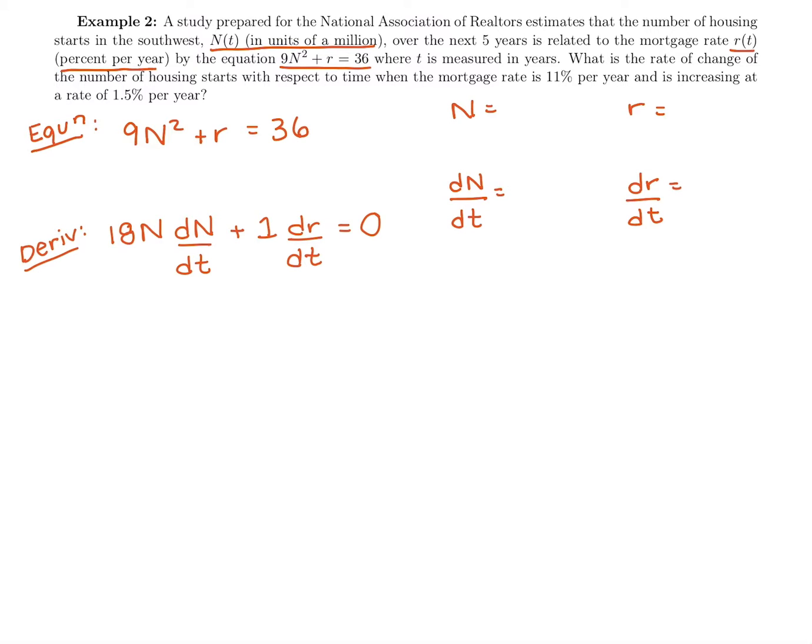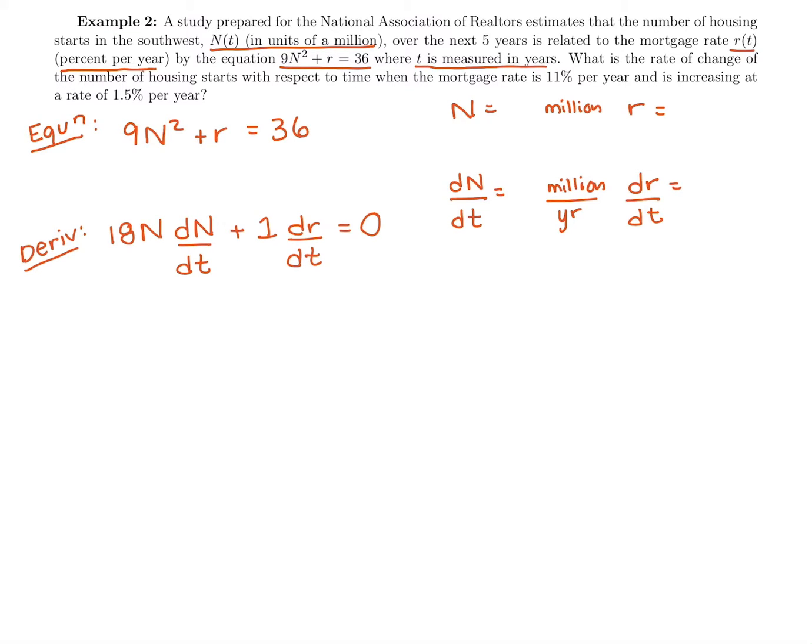So we are given N of T is measured in units of a million. So when we get N and it's 2, it doesn't mean 2 houses are being built in the Southwest. It means 2 million. So dn dt is going to be in millions of housing starts per, what's the time frame for this one? Last one, we could have weeks, months, years. Let's look at this. Over the next 5 years is related to the mortgage rate where T is measured in years. So this is going to be millions of houses being started per year.